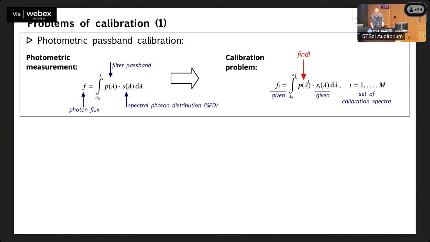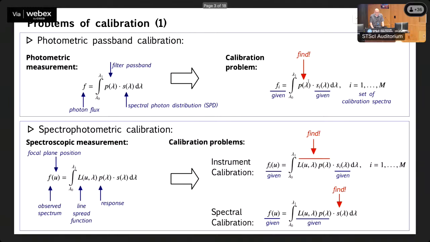The second problem I would like to mention may at first look very different, but technically it's very much the same. It's a problem of spectrophotometric calibration of spectra. The fundamental formulation is very similar, just that we don't have a scalar on the left-hand side of this equation, but a function of some focal plane position or coordinate, maybe in millimeters with respect to a reference point in the focal plane, or the CCD pixel position. This is linked to the spectral photon distribution not only by the response curve of the instrument, but also by a dispersed line spread function.